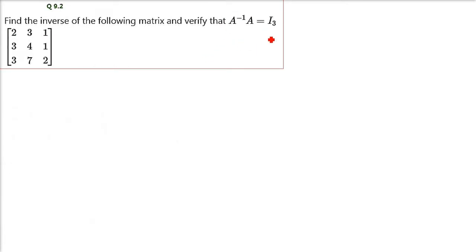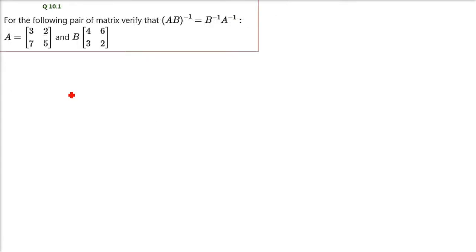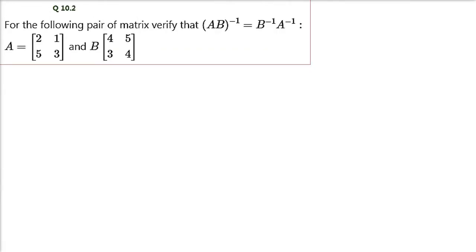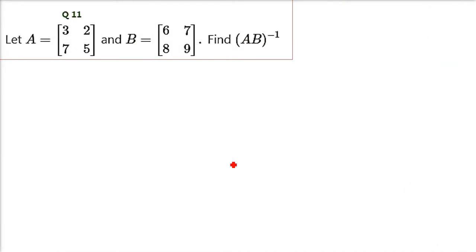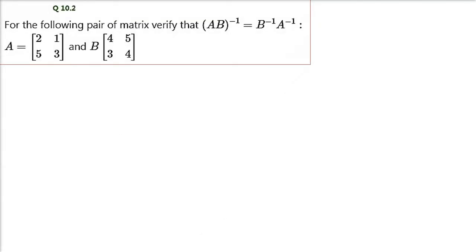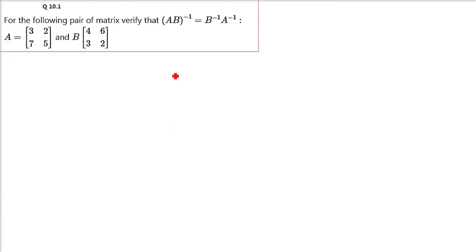This question is exactly like the previous one we did. The same procedure needs to be followed. For the following pair of matrices, verify that AB inverse equals B inverse A inverse. You see this question, the next question, and the next question also. We will do this question properly so that the next two questions get covered.